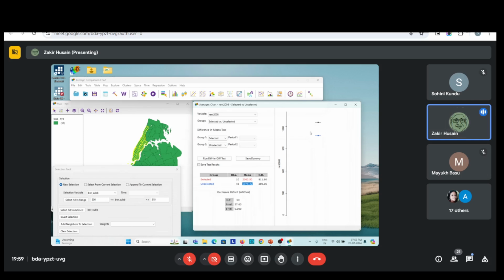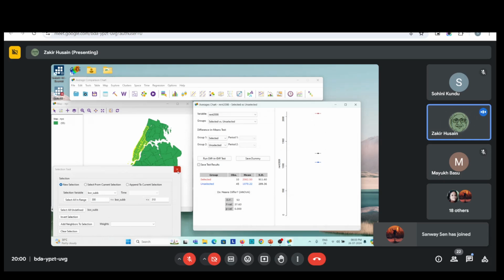Sorry, actually, the problem is Manhattan is not showing. So the maximum value is 1400. Let us make it 2100. So you can see this is Manhattan. This is the unselected region, and this mean is for all the 55 districts, boroughs. And this is the F test result.